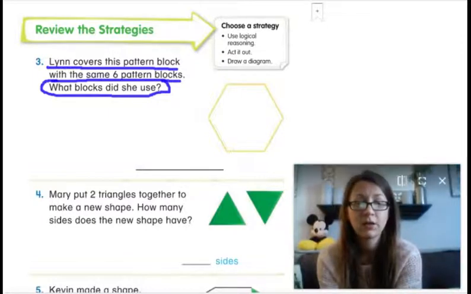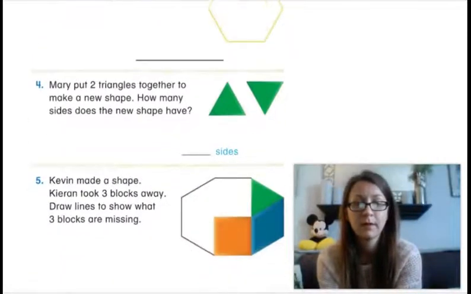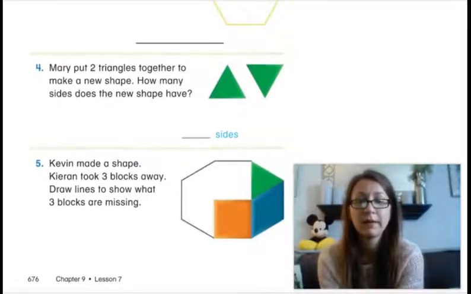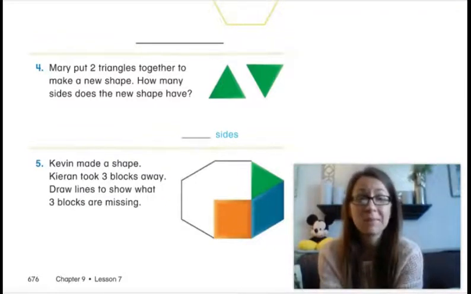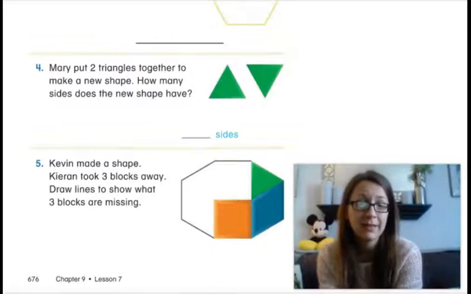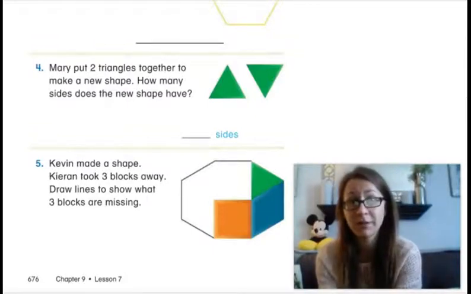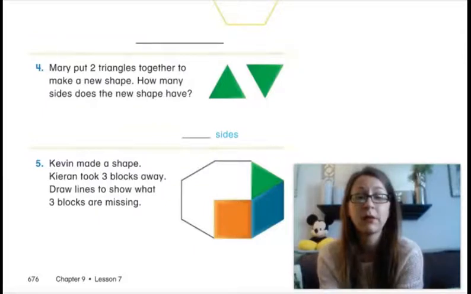And then our last question, number 5, says Kevin made a shape. Kieran took 3 blocks away. Draw lines to show what 3 blocks are missing. So again, you're going to use the strategy that we just talked about, logical reasoning. Look at the blank section here. There are 3 shapes that are missing here. So when I'm looking at this, I could maybe see 2 larger shapes that could fit there, but that's not what they're asking you. They're asking you to put in 3 of those shapes. So make sure that you are really paying attention to what 3 shapes could fit inside of those blanks.